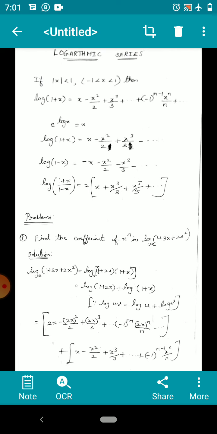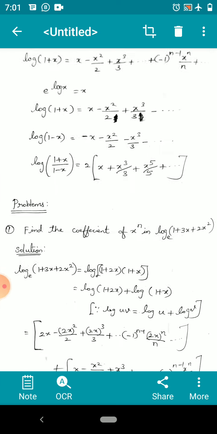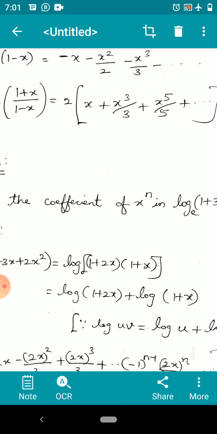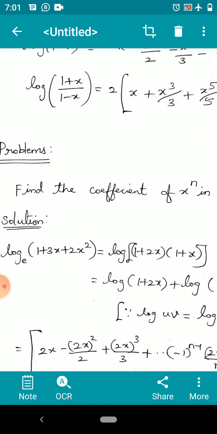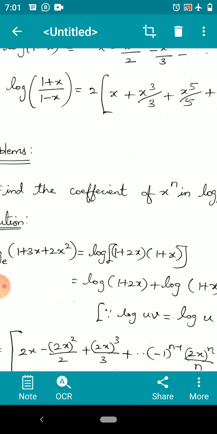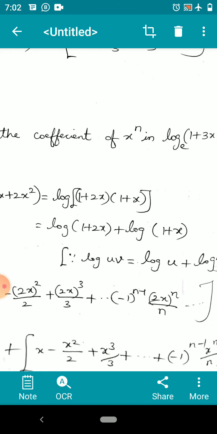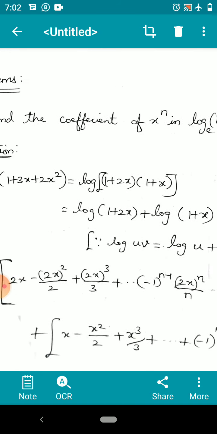Find the coefficient of x power n in log base e of 1 plus 3x plus 2x squared. So first let us take the given expression, from which we are going to find the coefficient of x power n. It can be split as log of 1 plus 2x and 1 plus x. So 1 plus 3x plus 2x squared can be written as log of 1 plus 2x into 1 plus x. Now we can split as log ab equals log a plus log b, or log uv equals log u plus log v. So we have split like that.